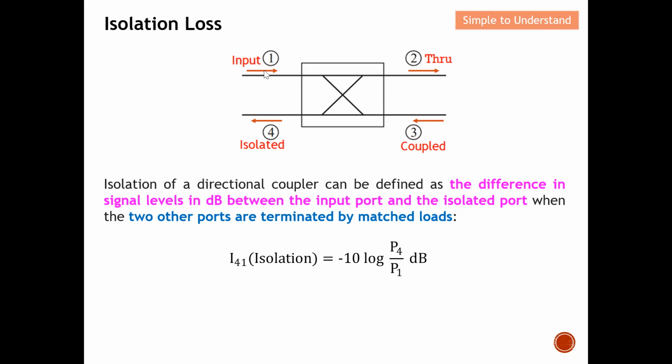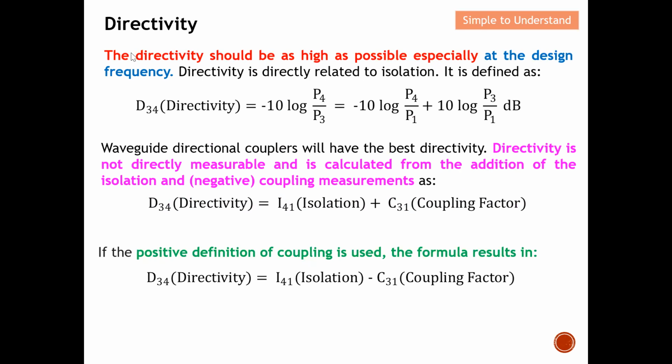Basically, in short, I don't want to have any power reach this isolated port. I also want to have some idea how much will be able to reach over here. In the ideal world, it is almost not possible to have a complete zero power reaching this isolated port. Next, let's quickly understand what directivity is.